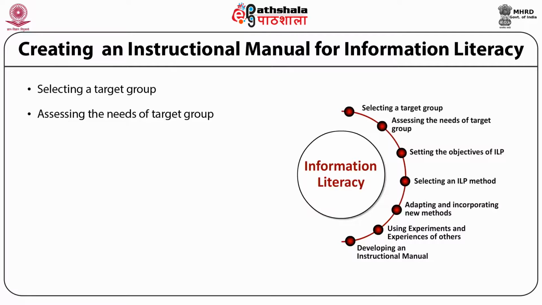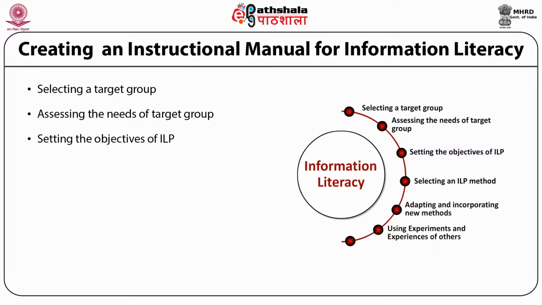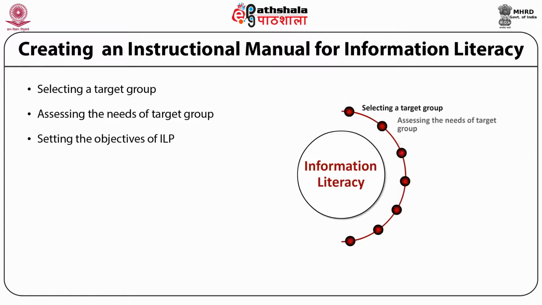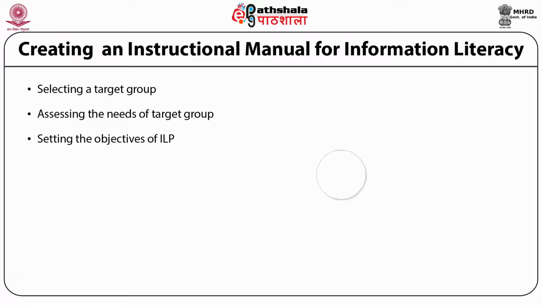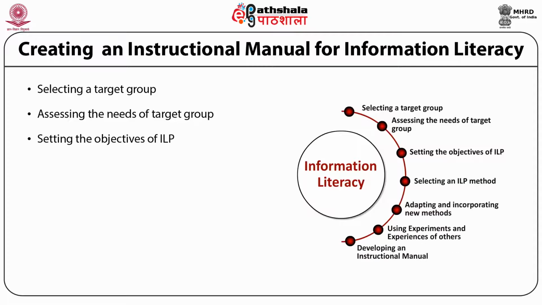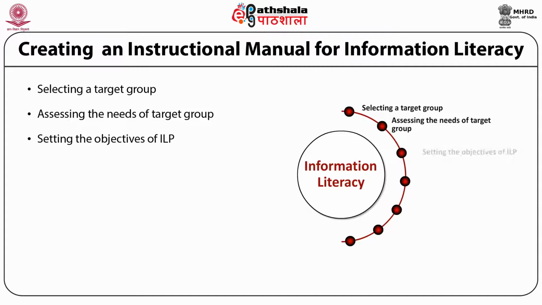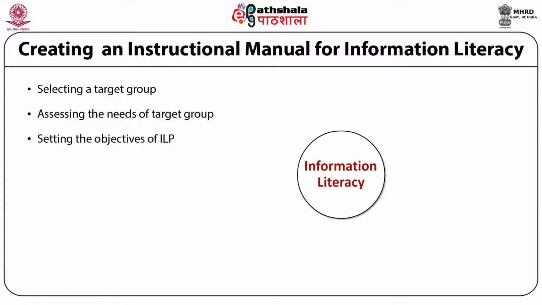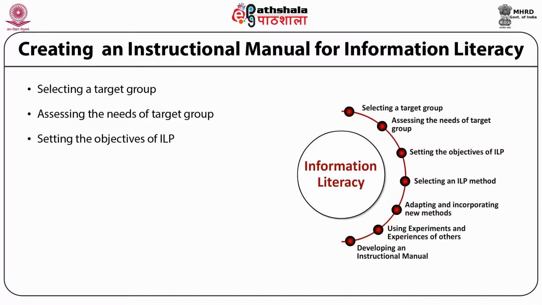Now we come to the third step, that is, setting the objectives of the information literacy program. Before designing an information literacy program, its objectives should be decided. We should be very clear about what we aim to achieve from the program. A study of the information literacy program standards laid down by many national and international bodies can also assist in this regard. Setting objectives will give direction to the development of the program and save both time and effort.